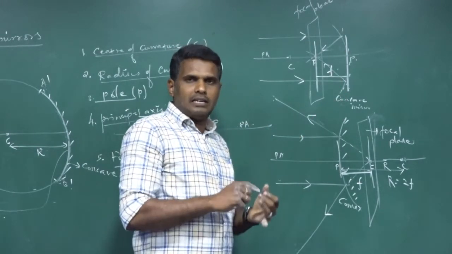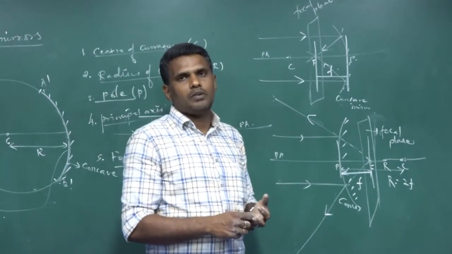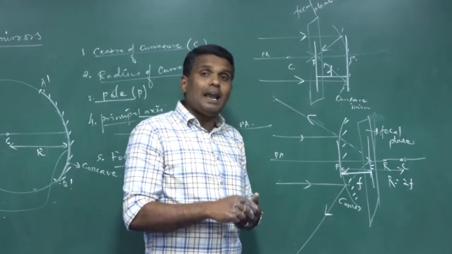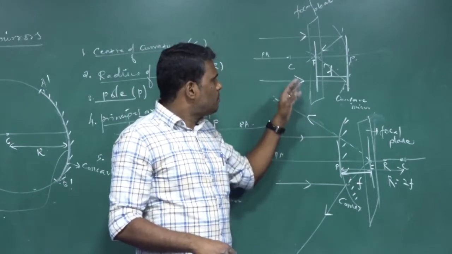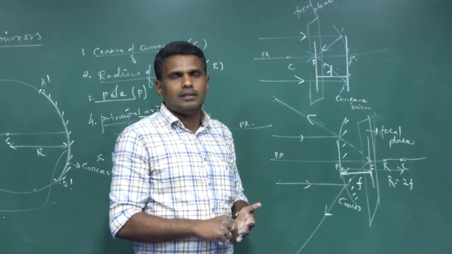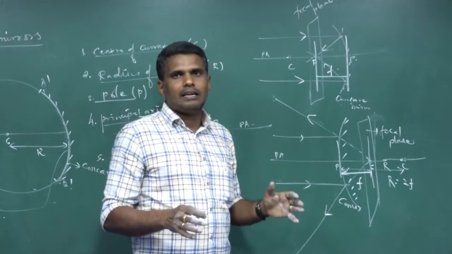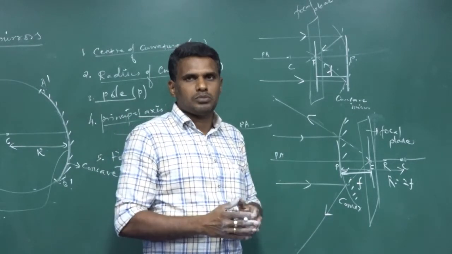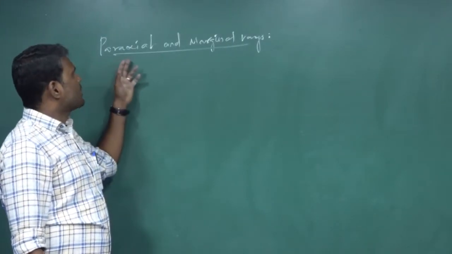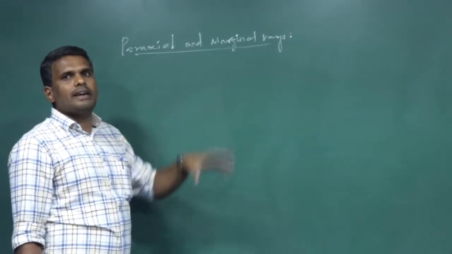So C for center of curvature of the spherical mirror. Capital R for radius of curvature of the spherical mirror. Capital P for pole of the spherical mirror. Principal axis, and then principal focus, capital F, and then small f, focal length. These are all the terminologies which are very essential in understanding or drawing the ray diagrams and to understand what is what. We shall now speak about the types of rays which are involved in drawing the ray diagrams.